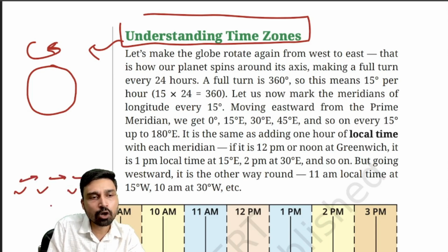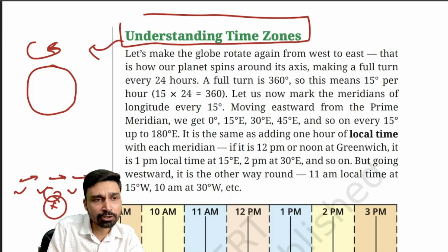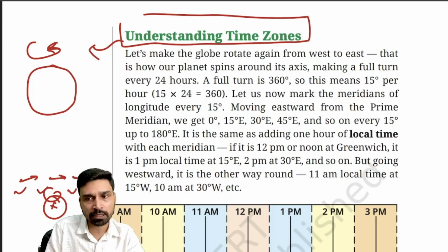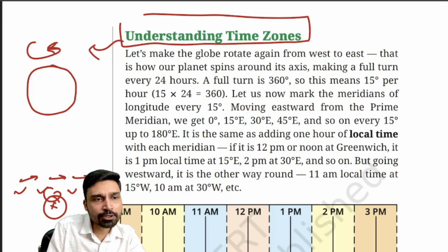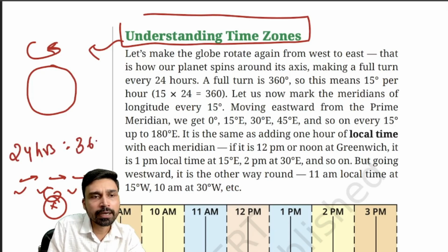Now we know that the sun does not move. What moves is the Earth. So as the Earth rotates, we see an apparent shift in the position of the sun. We know that Earth completes about 360 degrees of rotation in 24 hours. That means we can say that for every degree of rotation, Earth will take roughly 4 minutes.